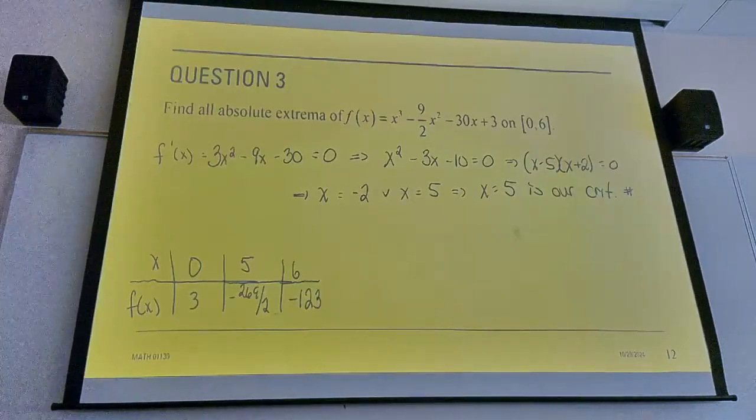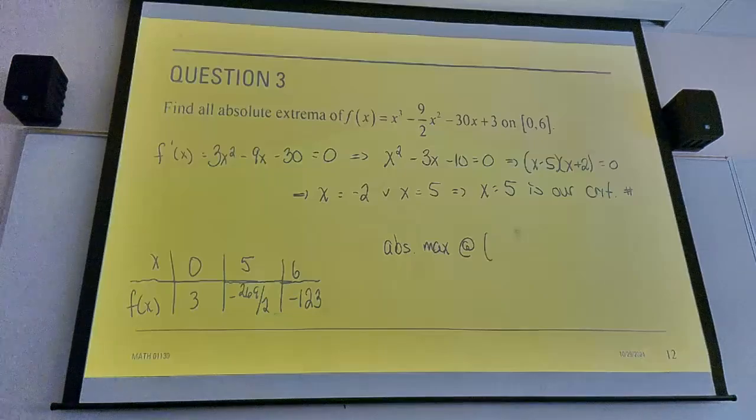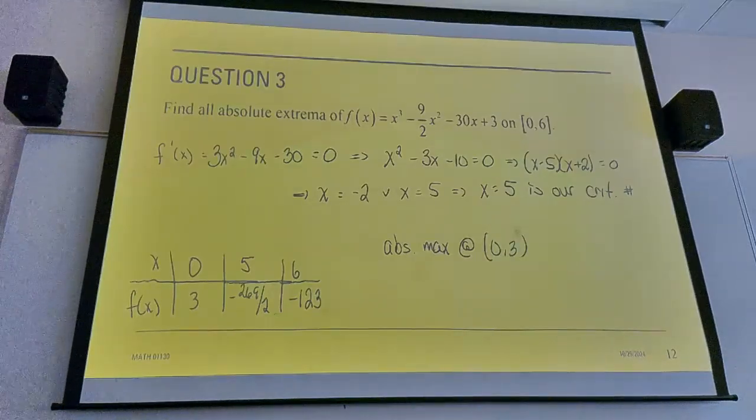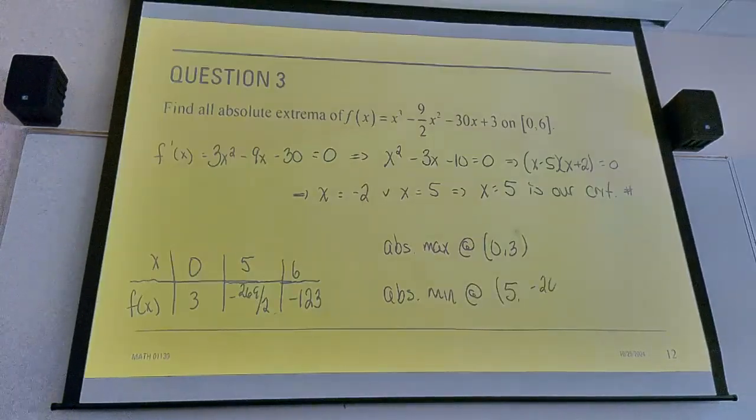So look at those 3 values. Which one's the largest? That's your absolute max. Of those values, which one is the smallest? -269 over 2. That's your absolute minimum. There you go.